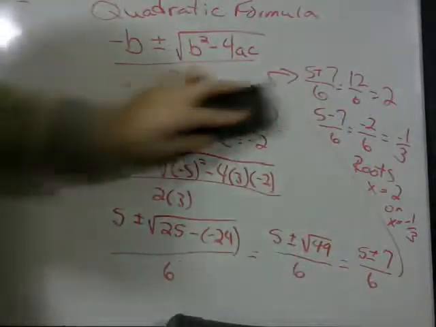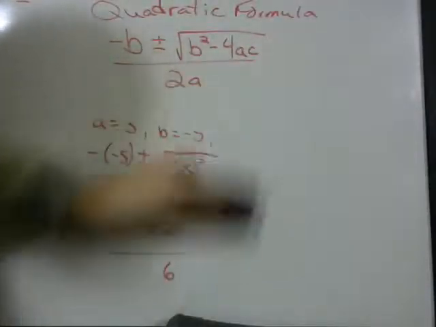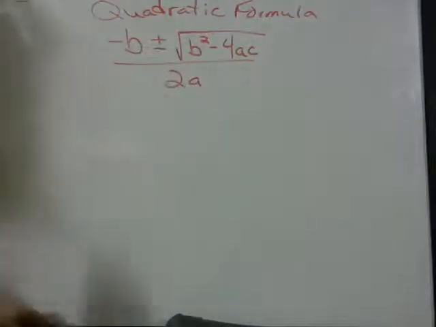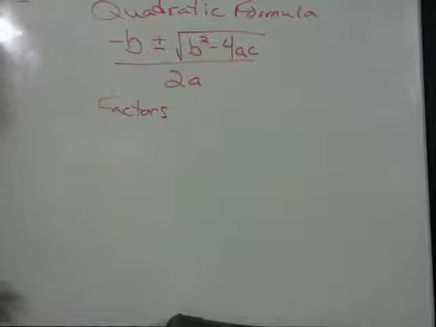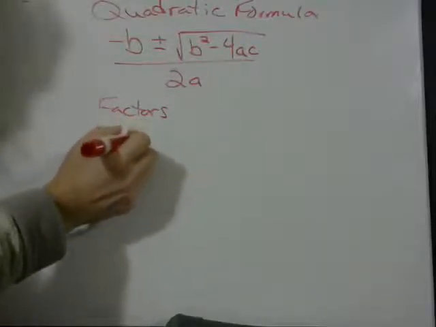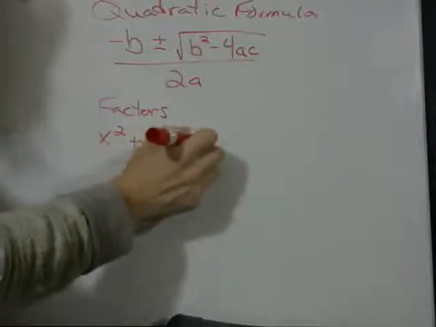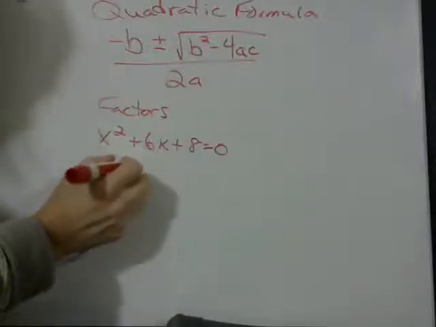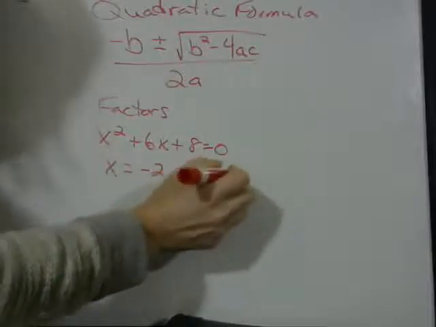Now, what they might ask, instead of just finding the roots, is finding the factors. So you're going to have to find the roots regardless. But let's say they ask to find the factors of, if you remember our first example, x squared plus 6x plus 8 equals 0. We had x equals negative 2 or x equals negative 4.